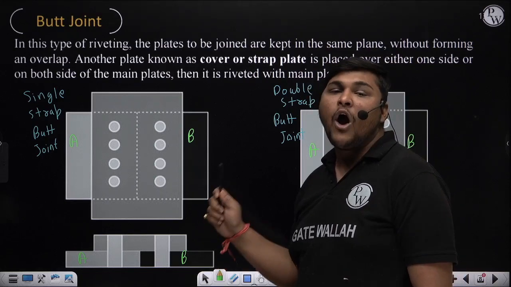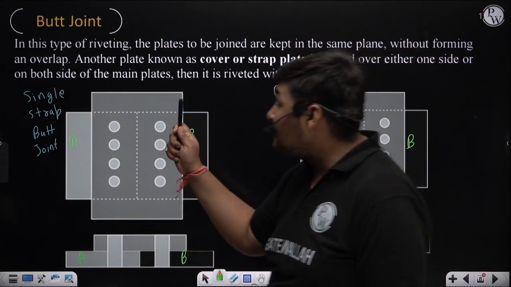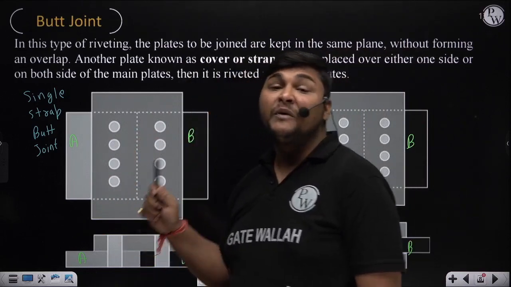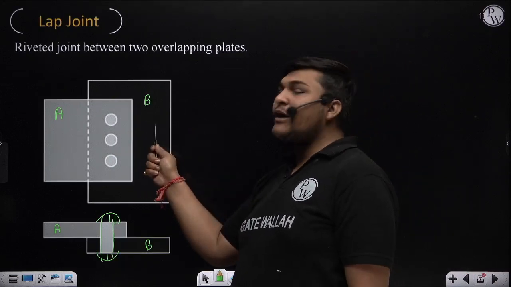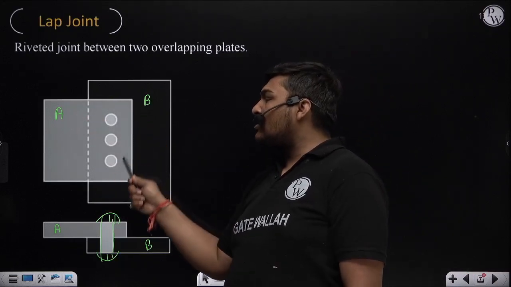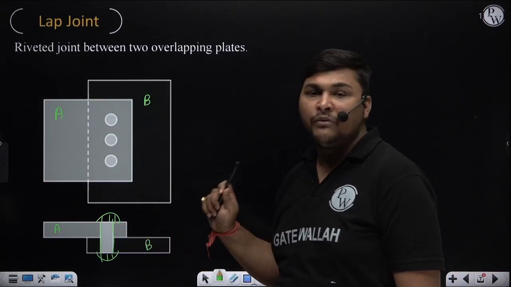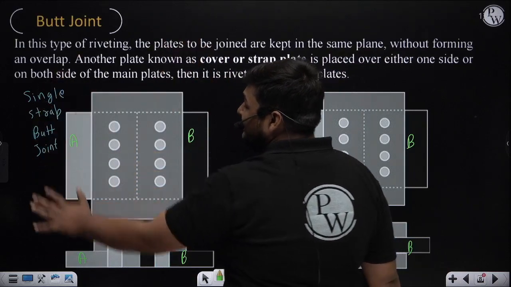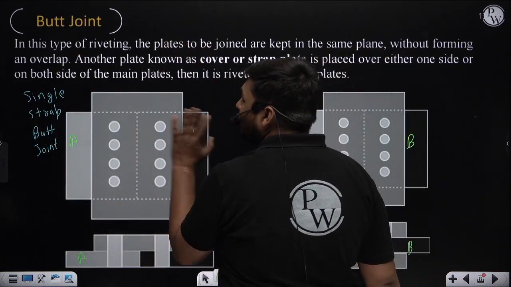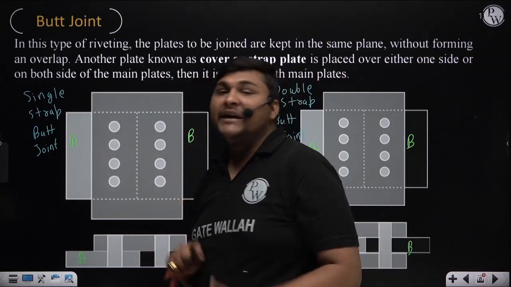When you are visualizing how many rows of rivet we have used, only focus on one plate, either plate A, especially when you are looking at a butt joint, because in a lap joint both plates are overlapping. So whether you are looking at plate A or plate B, only one row will be visible if there is only one row. But in a butt joint, if you see this entire system, you can say two rows are coming. But can I say this row of rivet is belonging to plate A?